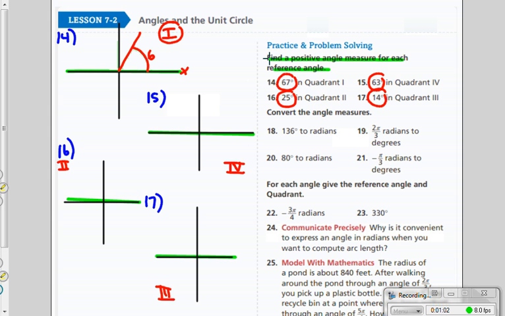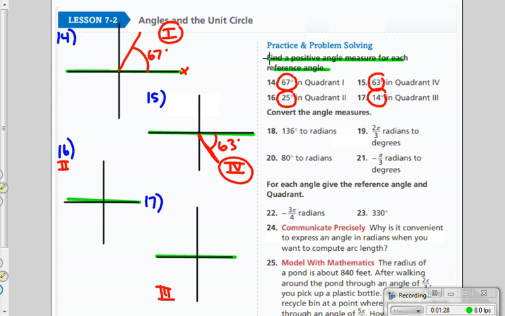So if that's 67 degrees, how big would its standard angle be? We'll come back to that. Let's draw the reference angle for number 15. We're supposed to be in quadrant 4 and 63 degrees. So that 63 degrees would be between the x-axis and the terminal side that I drew.